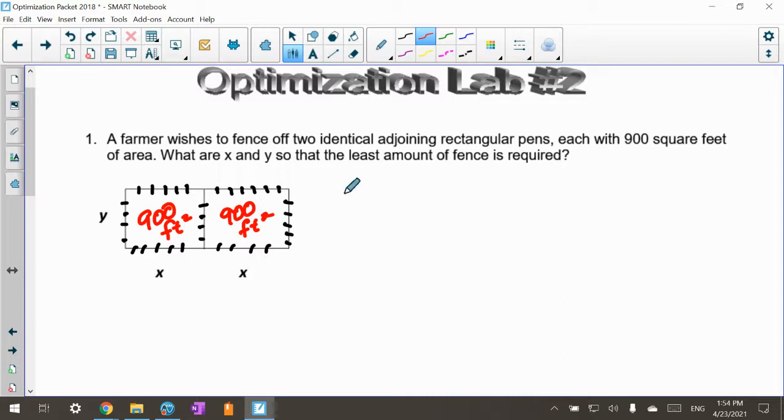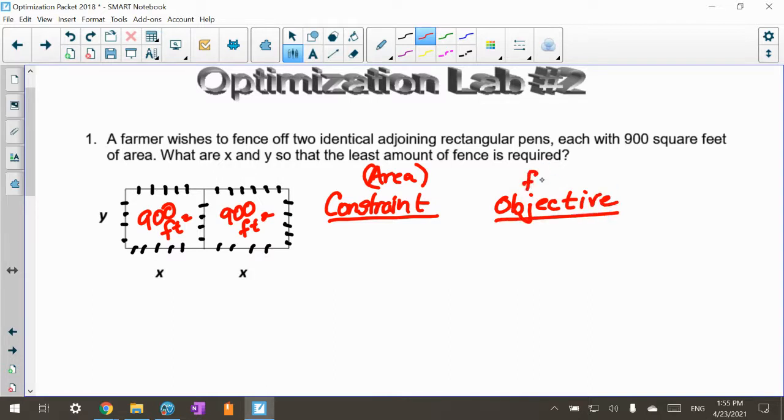So I'm going to do my constraint, and the constraint is going to be the area. You have a couple choices with this. I know it's the area because that's what they told us. And then my objective is going to be the least amount of fencing, which is really perimeter. So let's set this up. I did the whole thing at once to save time, but you could have done each one separately.